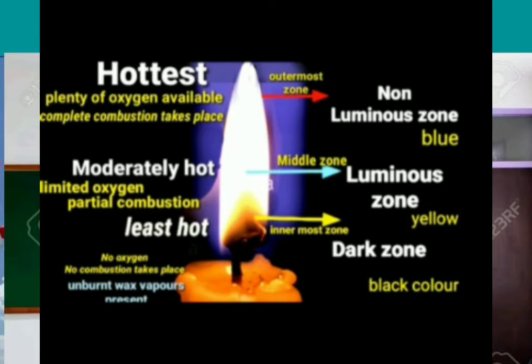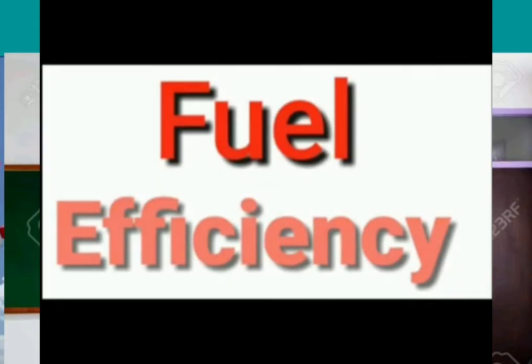The middle zone is the luminous zone. It's yellow in color. It is moderately hot because of the limited oxygen availability, so it's partially combustible. And the outermost layer is the non-luminous zone. It's blue in color. It is the hottest part of a flame. There is plenty of oxygen available, so complete combustion takes place.